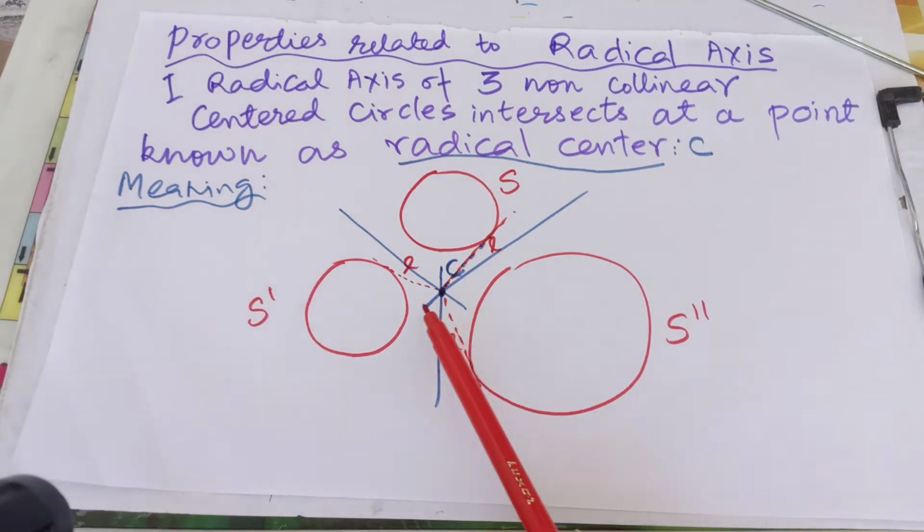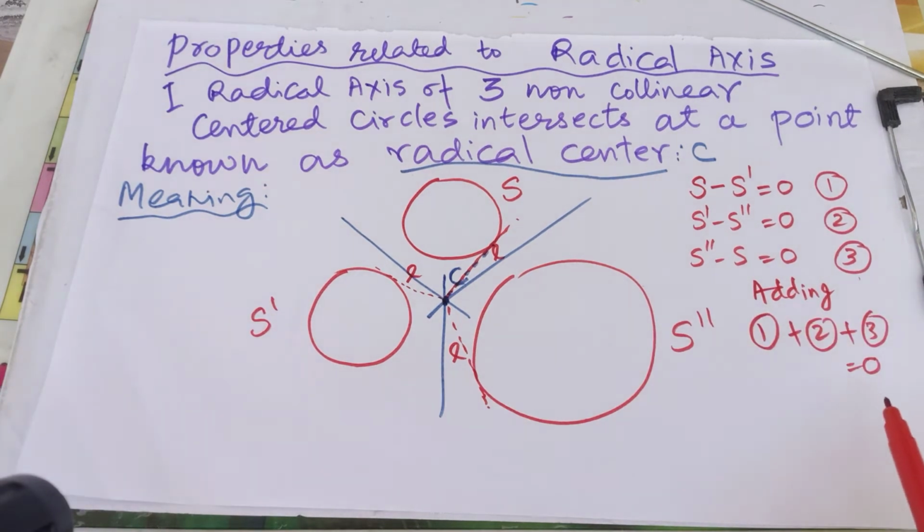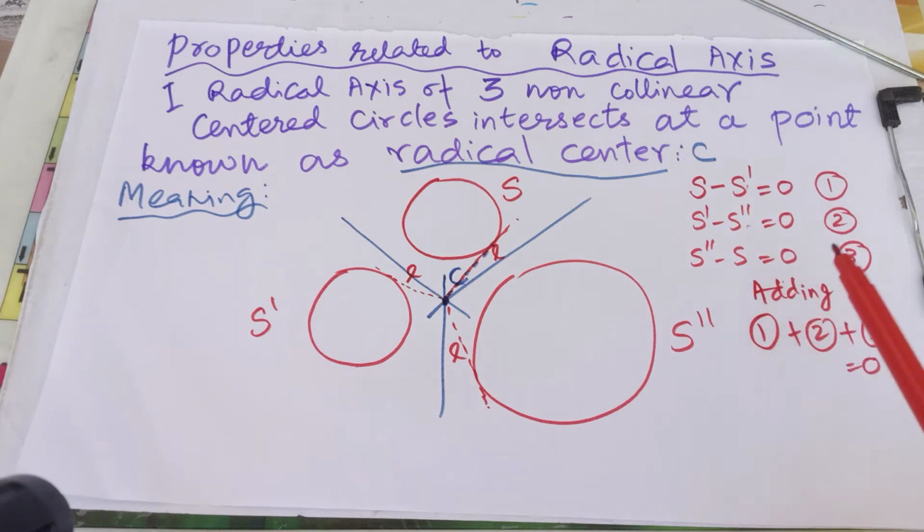Can we prove that these 3 radical axes, their point of concurrency is radical center? So the answer is yes. We know that these are the 3 lines 1, 2, 3 given by this. Now these 3 lines are concurrent, can easily be proved by adding them. If you add 1 plus 2 plus 3, we will get 0, or alternatively if you solve any 2 and substitute in third, it will satisfy.